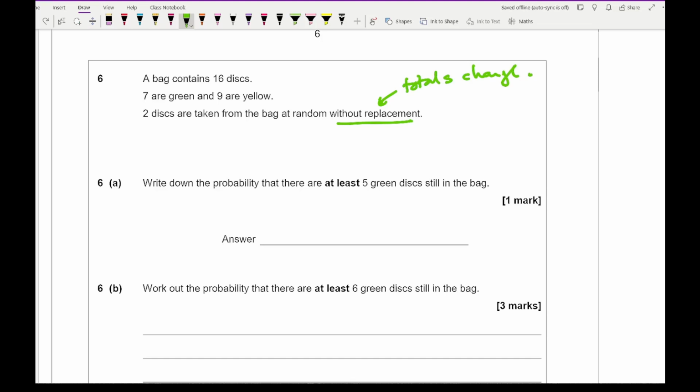Well, in order for there to be at least 5 green discs, the worst case scenario is that 2 green discs are taken. If 2 green discs are taken, we're still going to have 5 left. So basically, when picking 2 discs you're guaranteed to always have at least 5 green discs in there. Therefore, the probability is going to be 1, or you could write 100%.